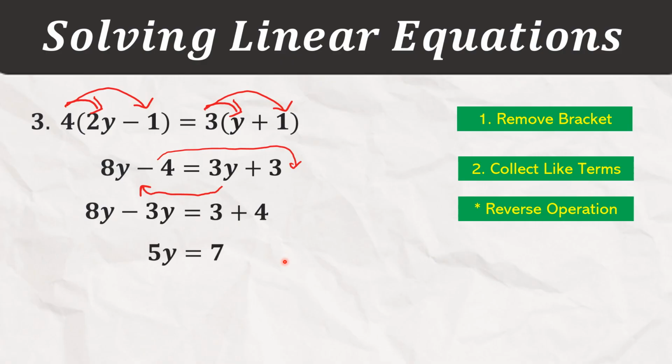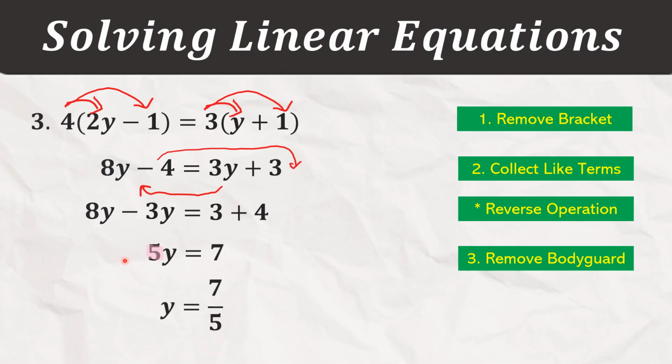Once I derive this, I am ready to solve. You observe that again in this equation there is no runner, so I can skip the step of removing the runner. I have a bodyguard, which is 5, because 5 is the number that sticks to the Mafia, which is y. Again, I reverse the operation and simply divide by 5 on both sides. Therefore, I get 7 over 5. This is our final answer for the value of y.